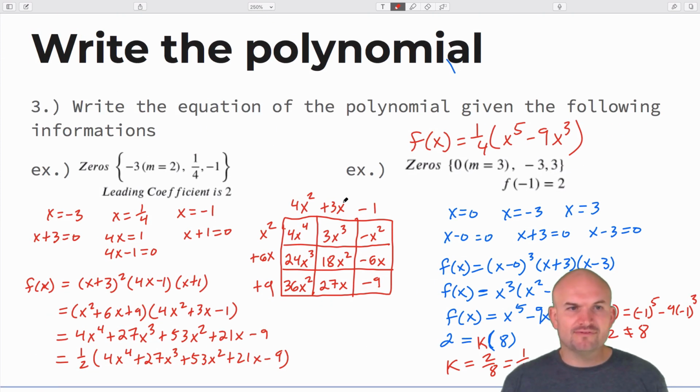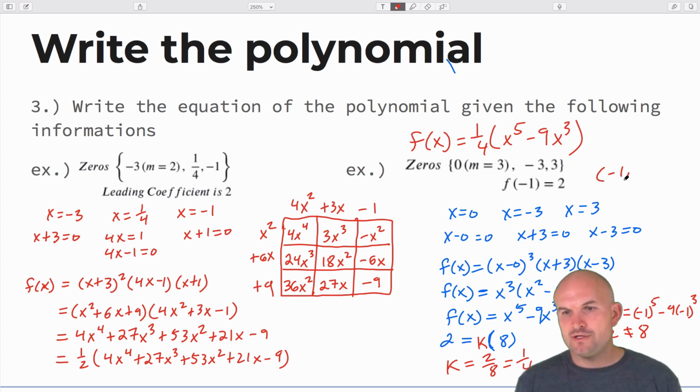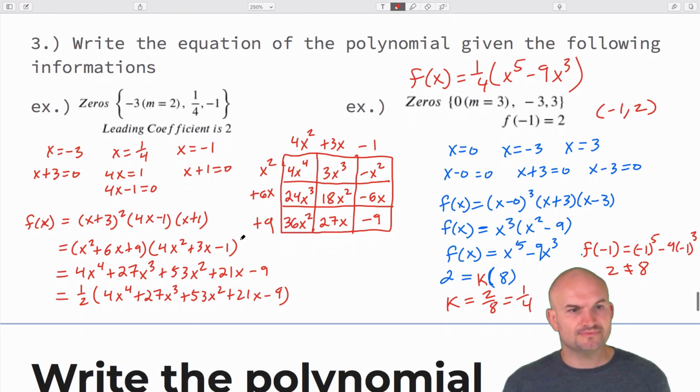And what we're looking for is, for example, what if I want a leading coefficient to be a number? Or what if I want a point to be on the line, right? Because again, remember, this represents a coordinate point. Negative 1, 2 has to lie in the polynomial. So let's look at this first example and see how that changes things.